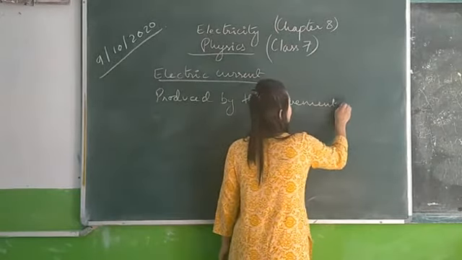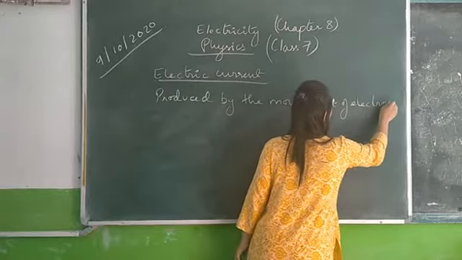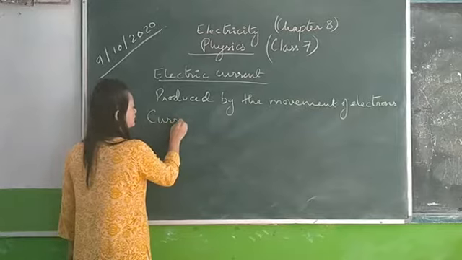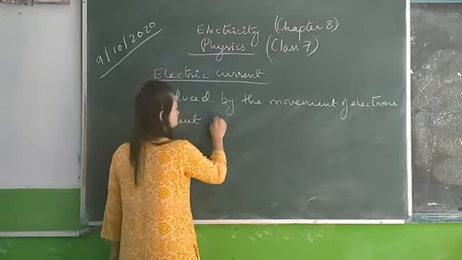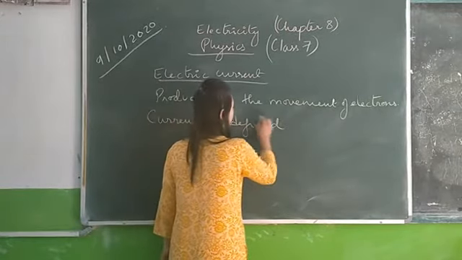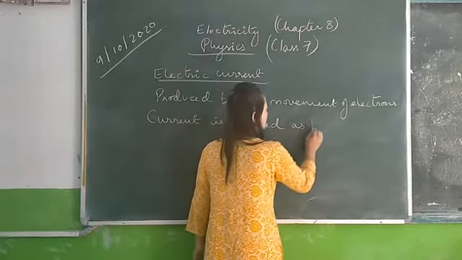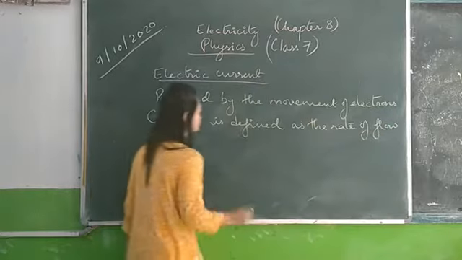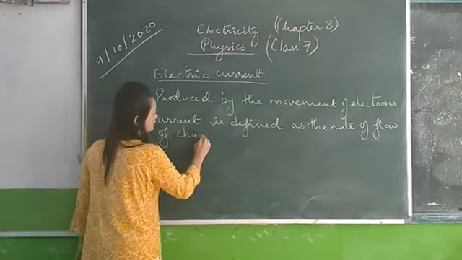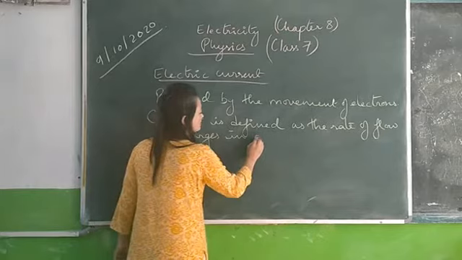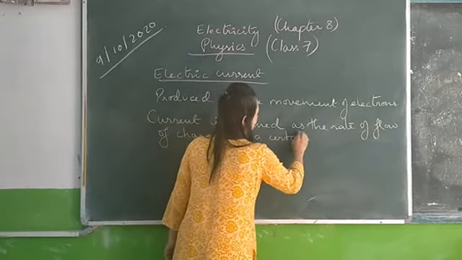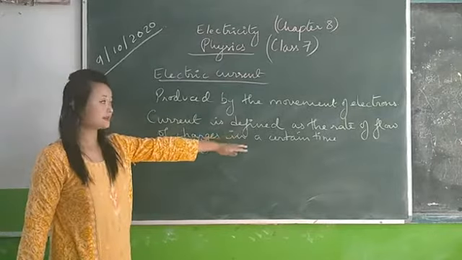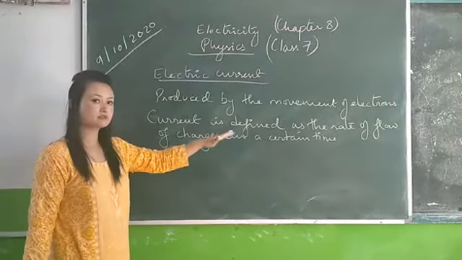Not protons or neutrons, but electrons. So how do we define electric current? We define electric current as the rate of flow of charges in a certain time. Okay, so electric current is defined as the rate of flow of charges in a certain time. So this is how we define the current. Current is defined as the rate of flow of charges in a certain time.